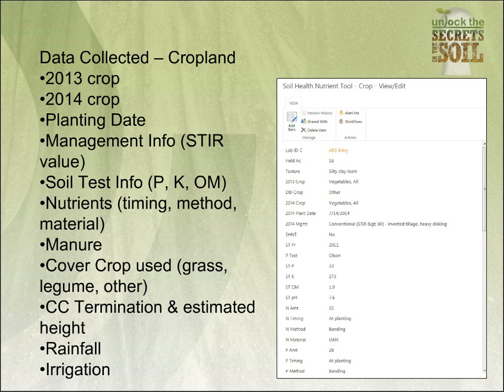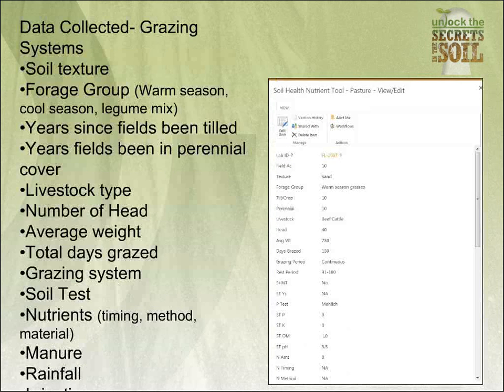We also gather a little information related to termination and estimated height, so we might be able to estimate biomass, rainfall, and irrigation. And then I must have left off there. We obviously want the yield as the final bit of information. This is what we're asking for on the grazing side of things. Similar information: soil texture, the forage group that your pasture or rangeland would be composed of, years since it's been tilled, and on down the list there.